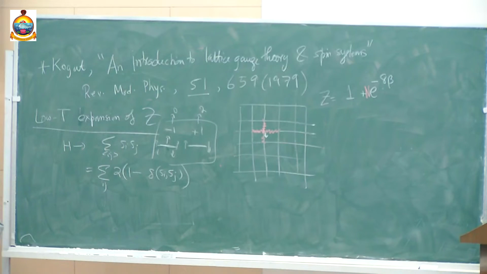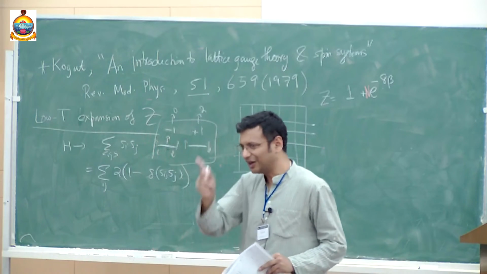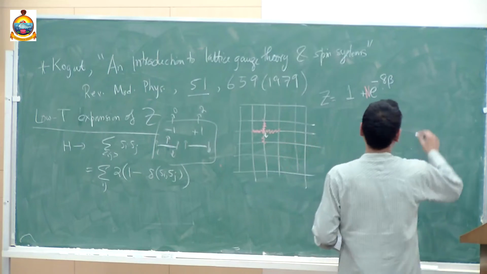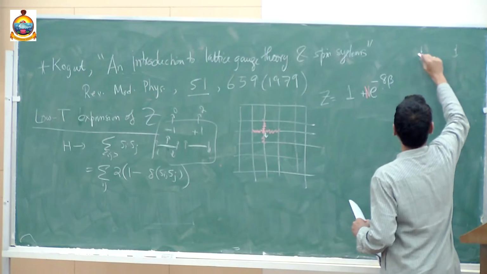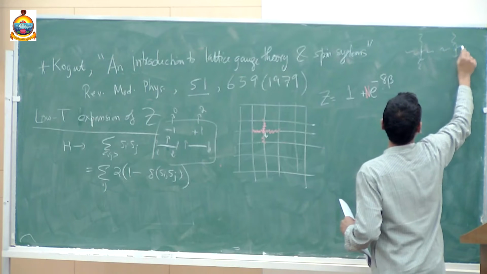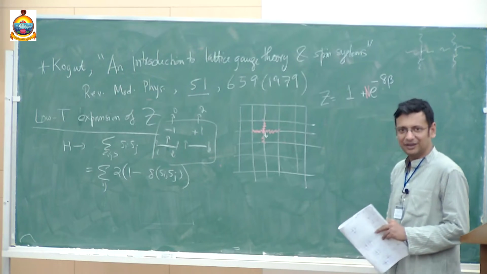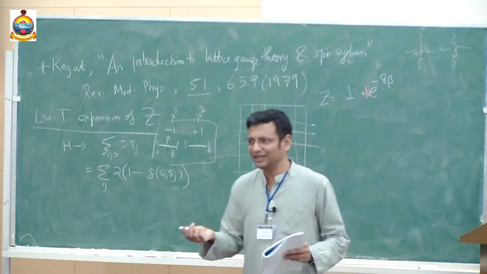Now what is the next possible excitation you can think of? 2 spins. Correct. Now we have to be a bit careful. So suppose I think of 2 spin excitations. Naively, you would say that I have broken 8 bonds. But is that true? Those 2 spins can be anywhere.